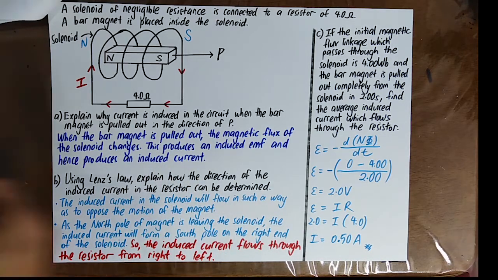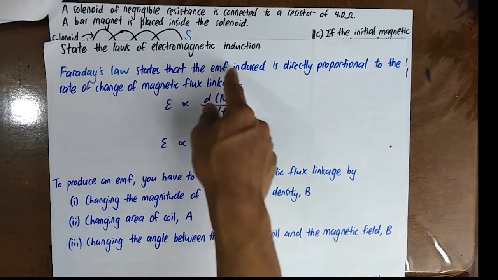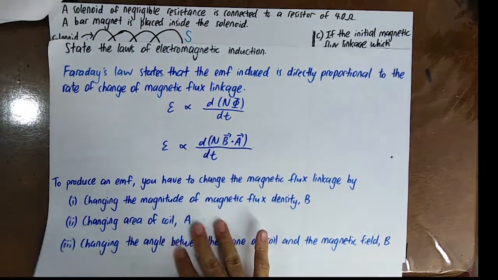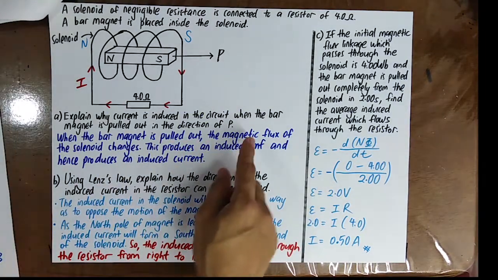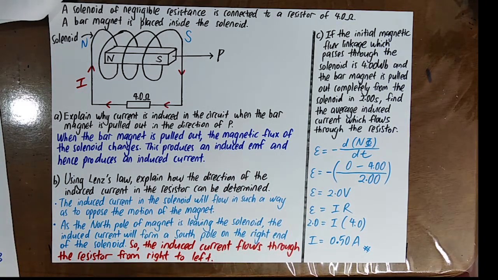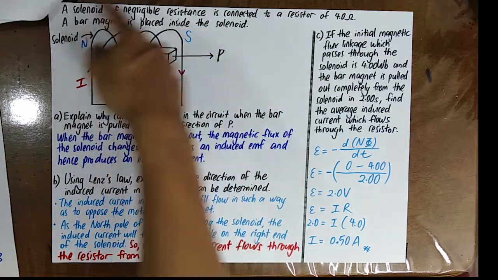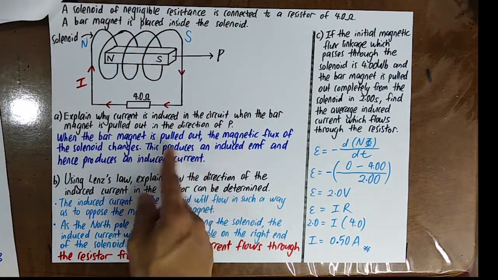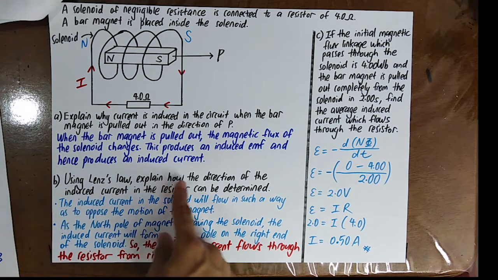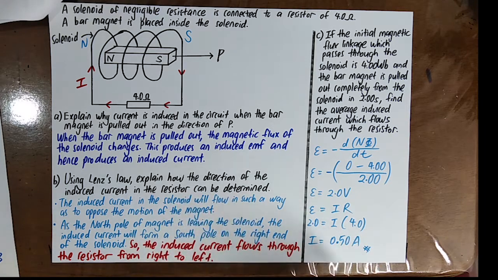Okay, because you know that Faraday's law states that the EMF induced is directly proportional to the rate of change of magnetic flux linkage. So when there's a change in the magnetic flux linkage, there must be some induced EMF. Okay, and then when the circuit is completed, the current can flow, and the current is called induced current. By using Lenz's law, explain how the direction of the induced current in the resistor can be determined.